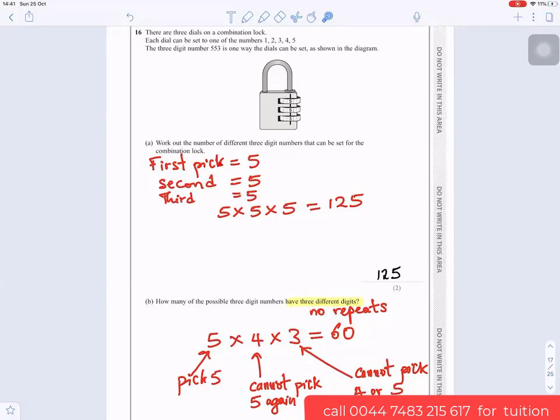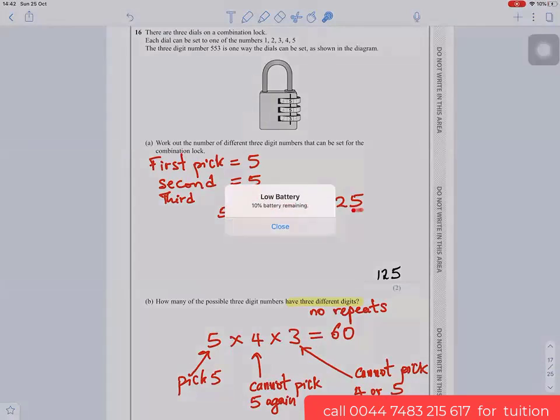So the first pick, if you pick a number, there are 5 numbers, so you have 5 chances. The second time, you still have 5 chances because the numbers can repeat. The third time, you still have 5 chances. So the number of different 3-digit numbers that can be set for the combination lock is 5 times 5 times 5. It gives you 125.